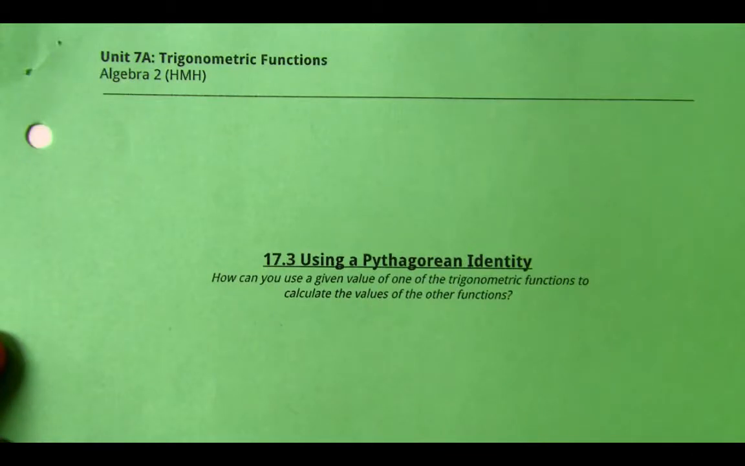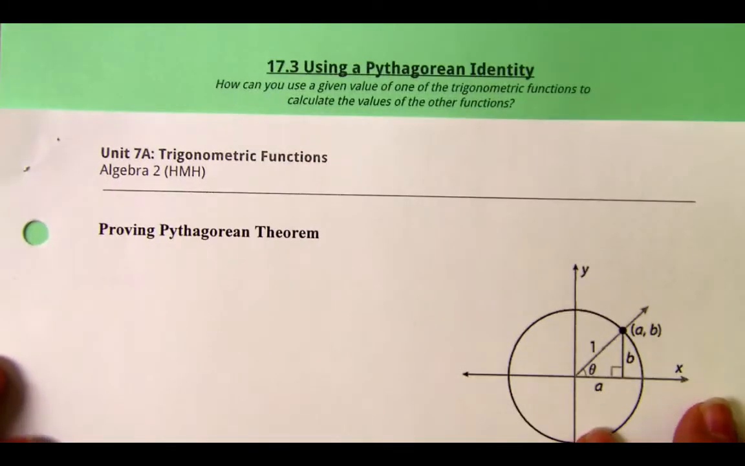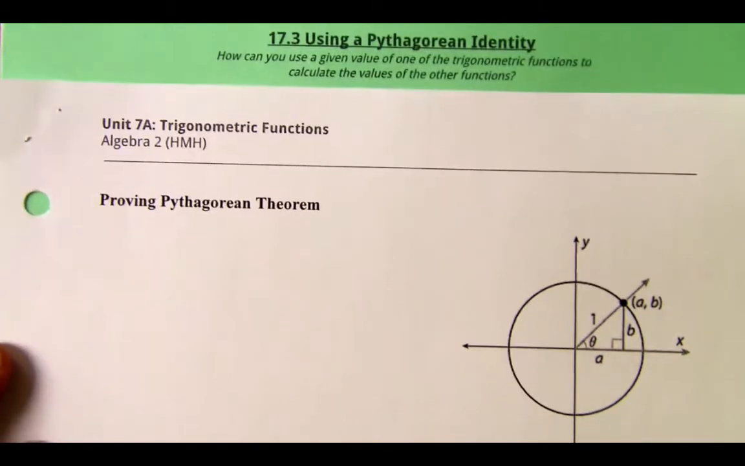Welcome to the lesson on 17.3, using a Pythagorean identity. The essential question is, how can you use a given value of one of the trig functions to calculate the values of other functions? Well, before we could do that, we should probably state what a Pythagorean identity is.